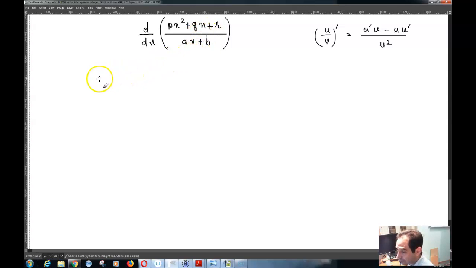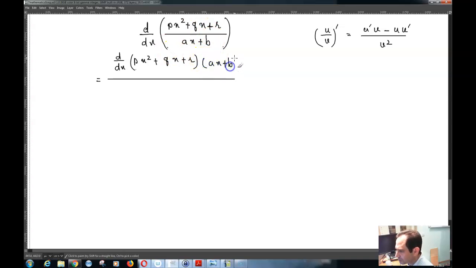So I can write this as the derivative of the first function, meaning d by dx of px squared plus qx plus r, times this function over here, ax plus b. And of course, by this I mean that I'm taking the derivative of this function and then I'm multiplying it by this function. I think this way there is no ambiguity there.